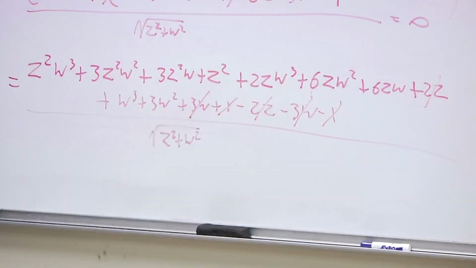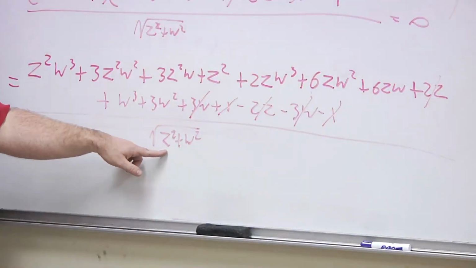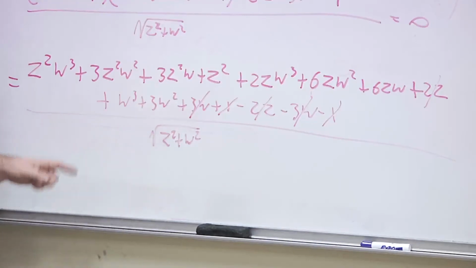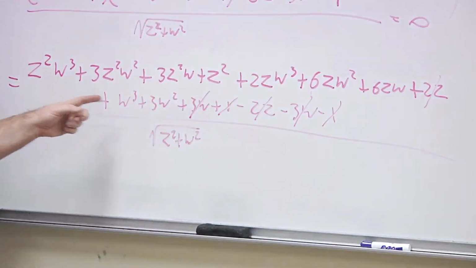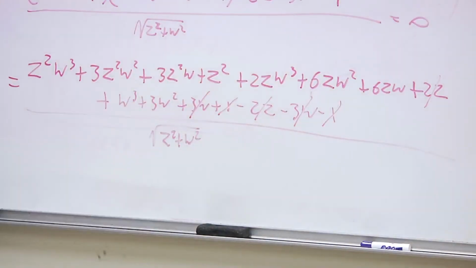Keeping in mind that w and z are both going to 0. The power in the denominator is effectively 1, because we have z squared plus w squared, but we're taking a square root. Notice that every term that's degree 1 or less cancels out. So this indicates why this is actually going to 0.